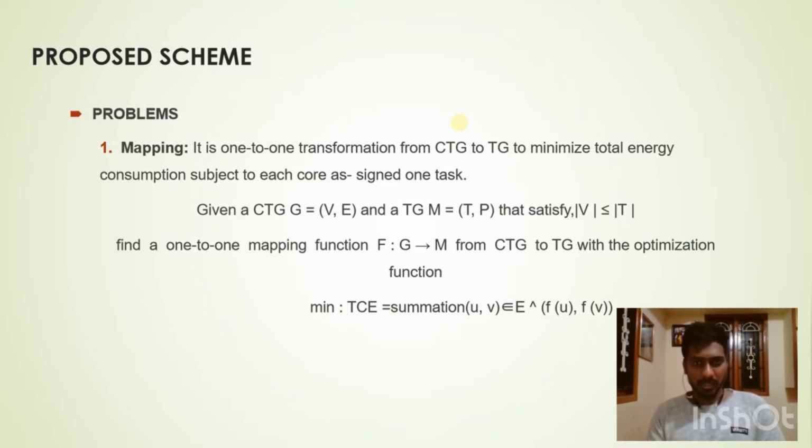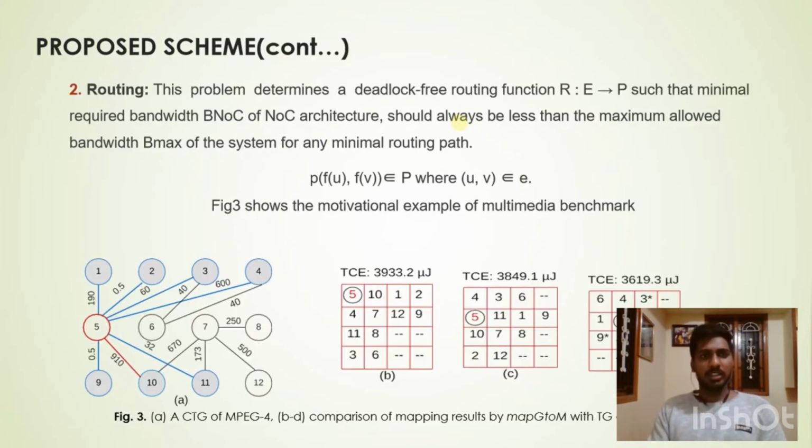Mapping is a one-to-one transformation from CTG, the communication trace graph, to TG, the topology graph, to minimize the total consumption so that the communication energy can be minimized simultaneously. That is mapping. What is routing? The problem determines a deadlock-free routing function. Deadlock-free routing.